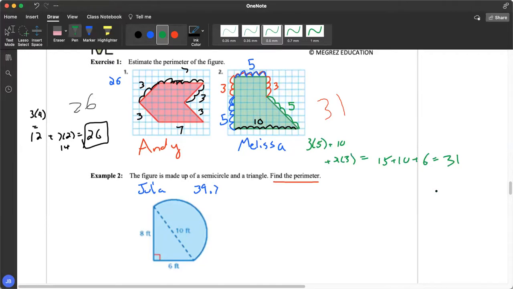Good. So we were looking at some circles earlier with some radius and diameters. And then we did circumference and perimeters of circles and half circles. And now we're using those with our composite figures to find out perimeters of these composite figures.